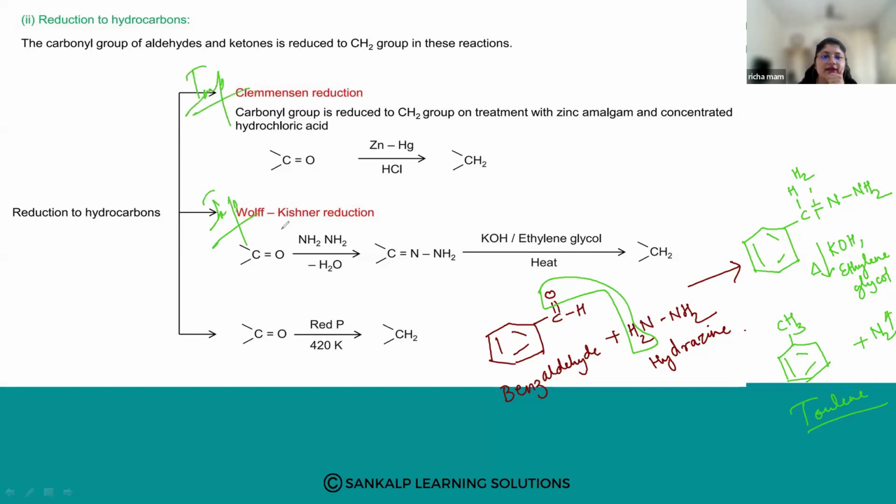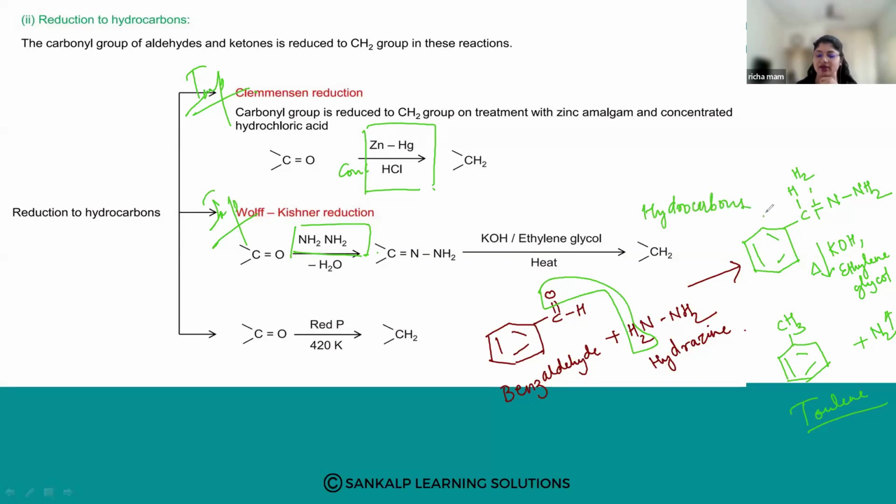Okay, is it clear? So Clemmensen reduction, what are the reagents? Zinc amalgam in the presence of concentrated HCl, we get a hydrocarbon. And Wolff-Kishner reduction: aldehydes or ketones we react with hydrazine, and we get a hydrazone. This hydrazone, when we react it with KOH in the presence of ethylene glycol and heat it, gives hydrocarbons.